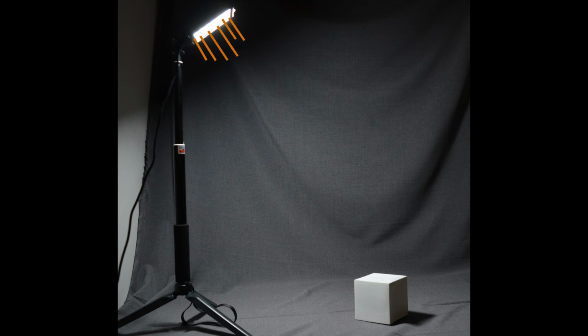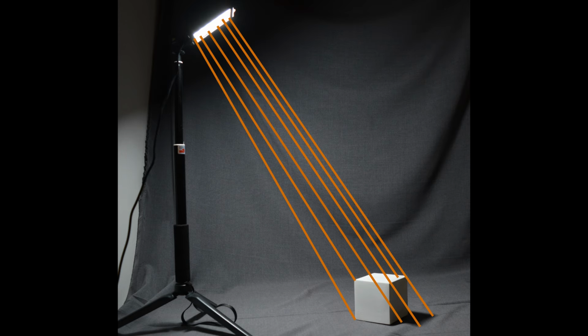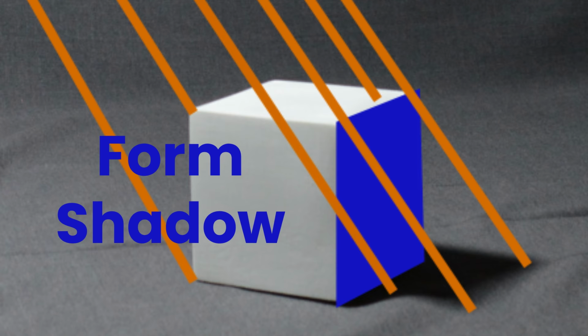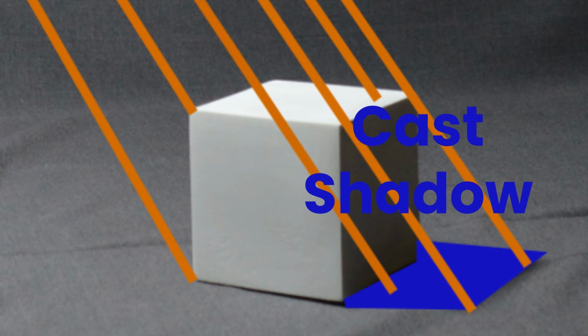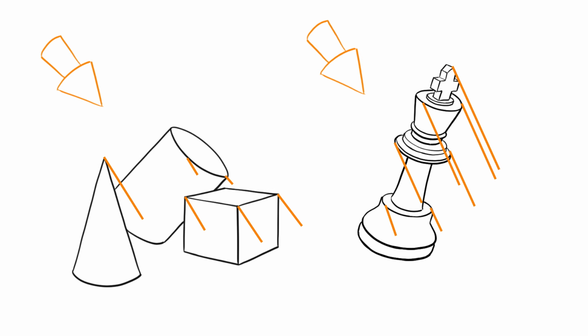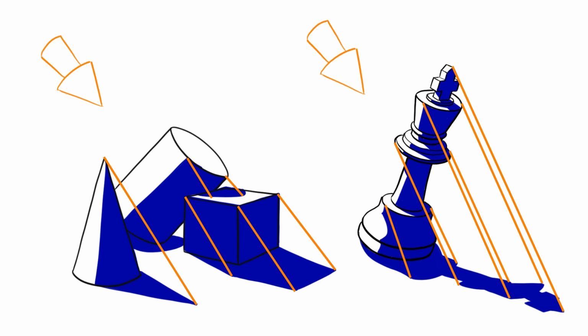Light rays travel in straight lines in all directions from a light source. Surfaces that those light rays hit will be illuminated, while surfaces that those light rays do not hit will be in shadow. Shadows that are caused by a form facing away from the light are called form shadows, while shadows that are caused by a form blocking the light are called cast shadows. So if we understand our forms and the position of the light source relative to those forms, we can determine which areas will be lit and which areas will be in shadow.